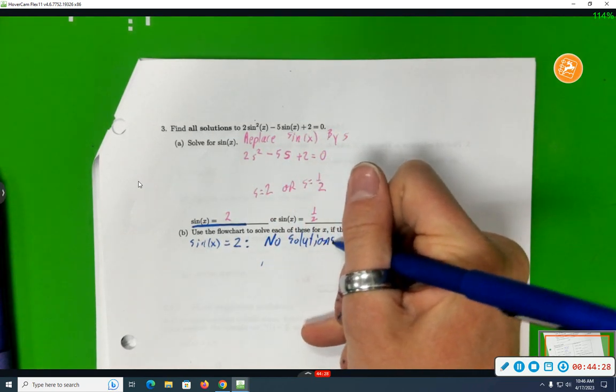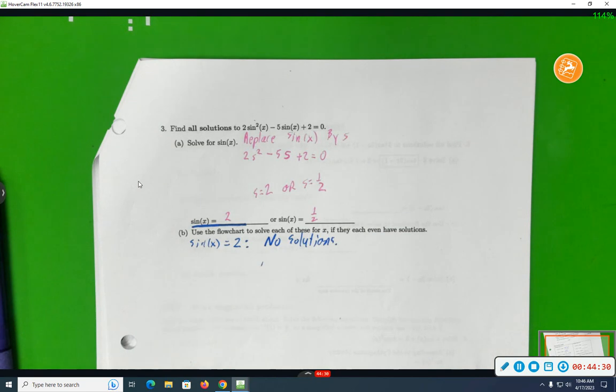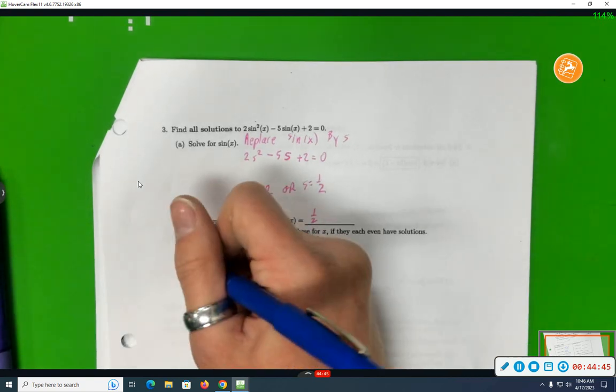And maybe this is something that I don't often do in class just because of time constraints. But after you solve one of these, you should definitely check if they're actually solutions by getting decimal approximations for them and seeing if they agree with what happens on a graph or something. Okay, so sine of x equals 2, no solutions.